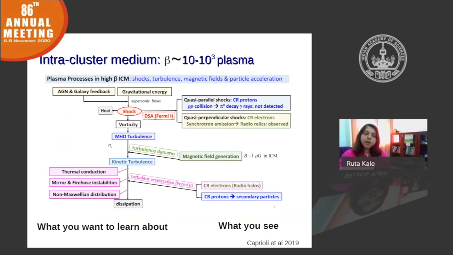So tied up with this plasma are a number of plasma processes. In particular, we have the shocks and the associated acceleration, and basically these leading to a generation of relativistic electrons, which we can detect as radio halos, relics, and so on. So all of this on the left is actually what we would like to probe using what we have in hand, which is basically mainly the radio and X-ray observations.